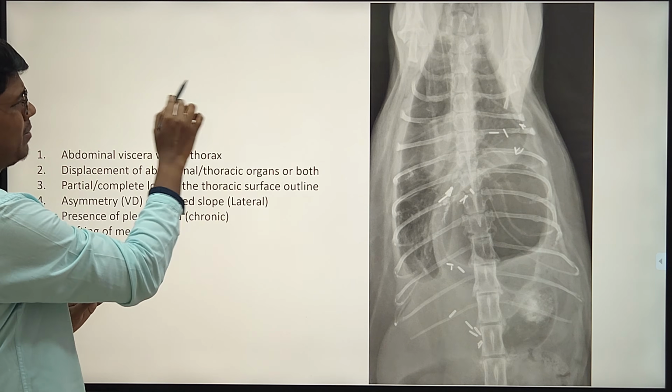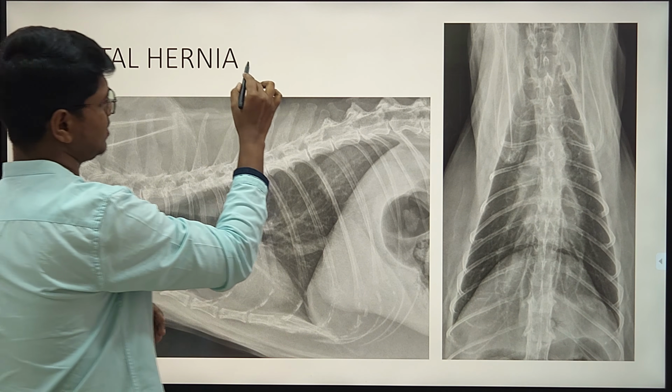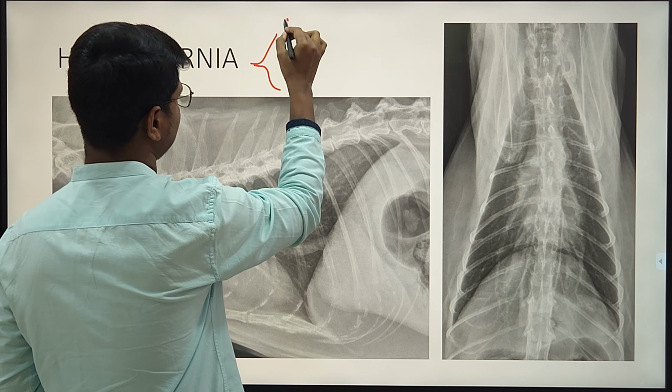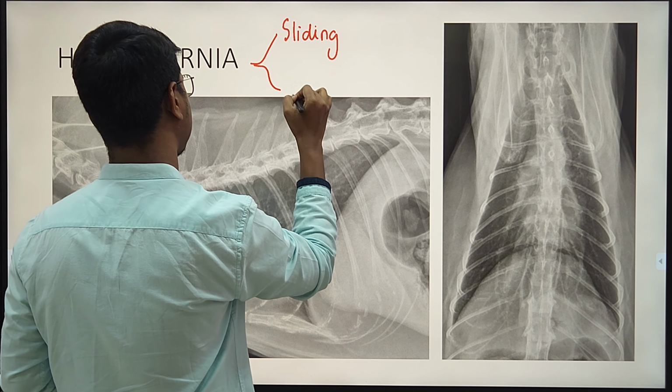This is the hiatal hernia. I have discussed hiatal hernia vividly in the chapter on stomach. Hiatal hernia is of two types majorly. One is the sliding one, another one is paraesophageal.